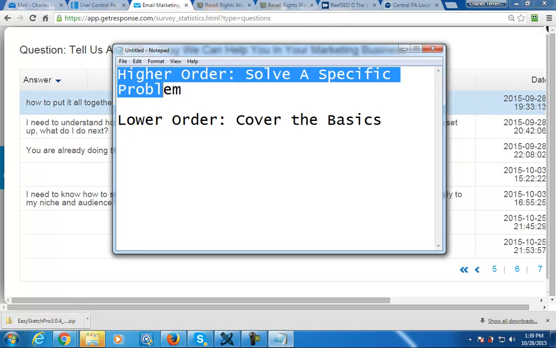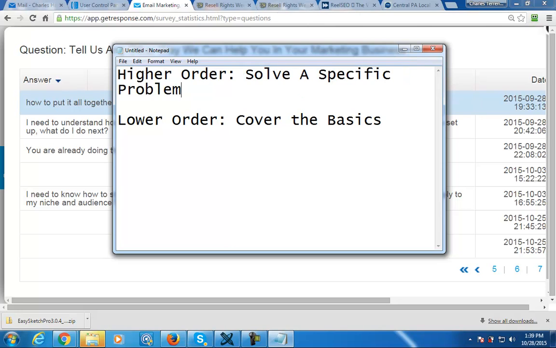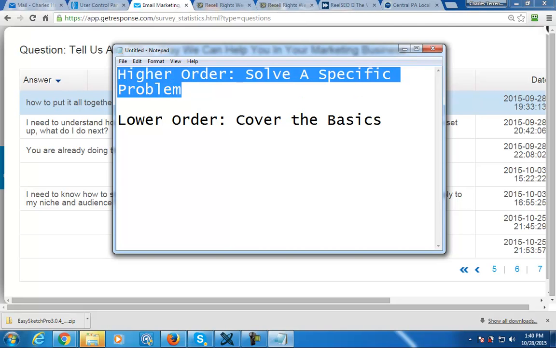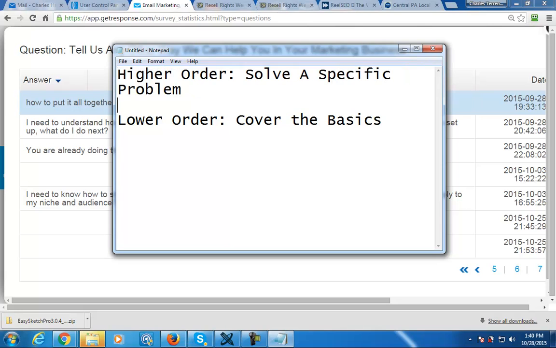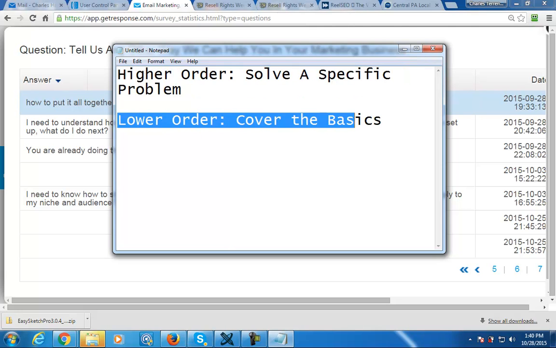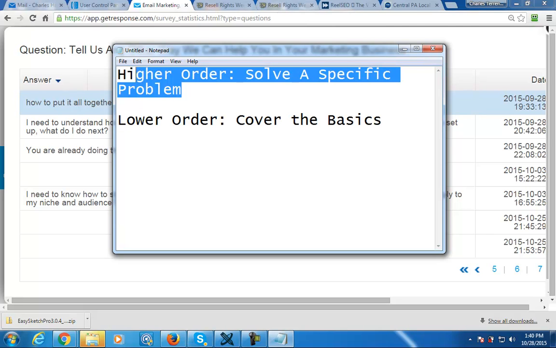You want to focus your attention on solving the higher order problem. What is the real problem that people have? And you want to figure out how to solve that problem so that they come to you for the solution. You want to use your PLR so that you don't have to go back and cover basics. So you want to make sure that you have the PLR to cover the basics, and then spend your time adding to the PLR by solving a higher order problem, right? And so that is really how you want to rewrite the PLR.